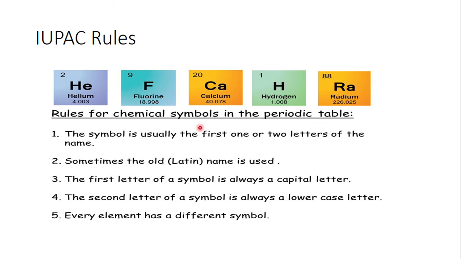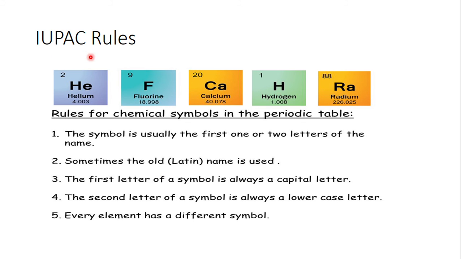So we have a certain set of rules as we discussed in a previous slide. We have to write the first letter as capital, the second letter should be small, and for some it is derived from their Greek or Latin name. Sometimes it is the old Latin name that is used, right? Latin is a language, Greek is also another language. So we derive the symbols even from the Latin names, and it is an identity of a particular element.